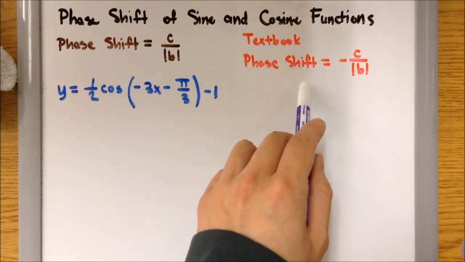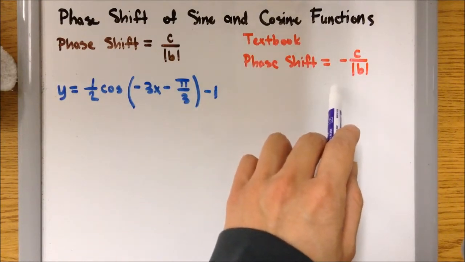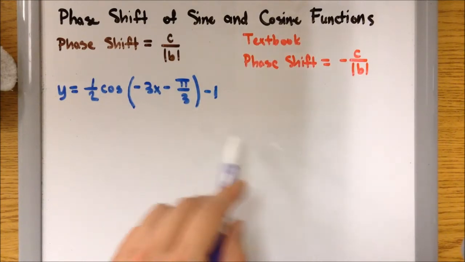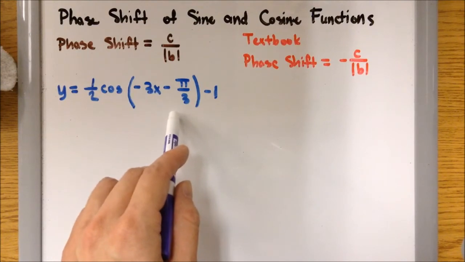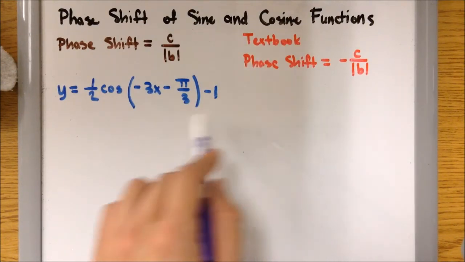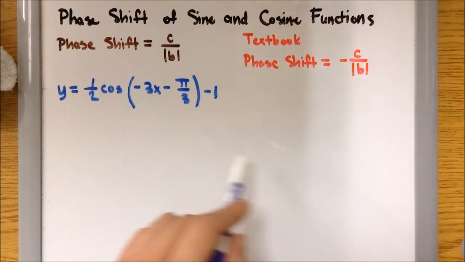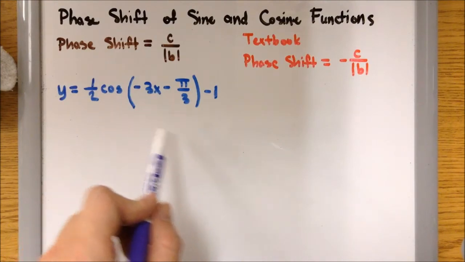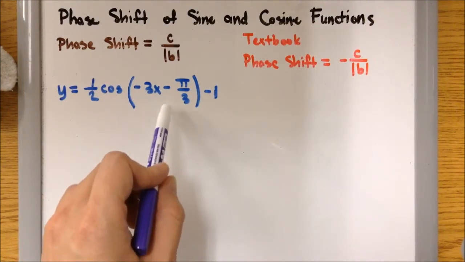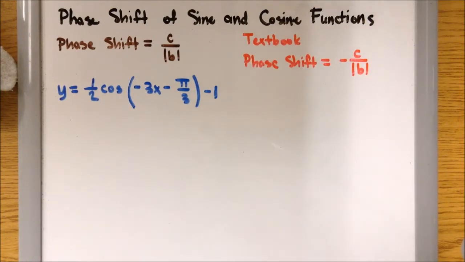Now, when you're gathering your A, B, C, D, if you did not change the sign of your c, so in this case, negative pi over 3, if you write out that c is equal to negative pi over 3, then you use this one right here. If you did it the way I showed you, which was always pull out the opposite of your c.